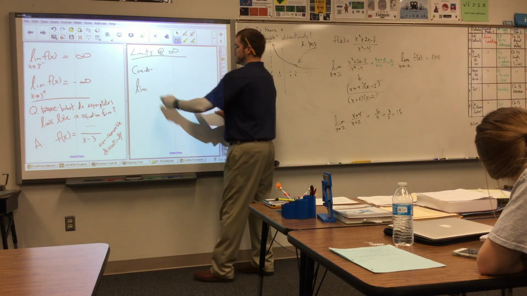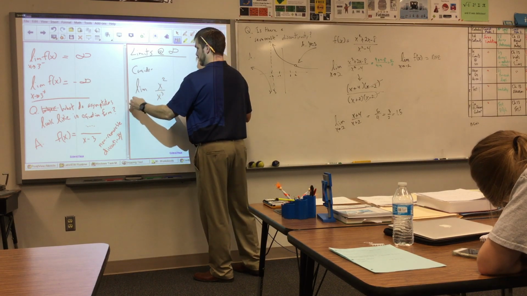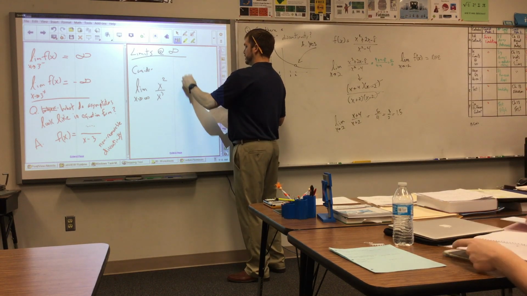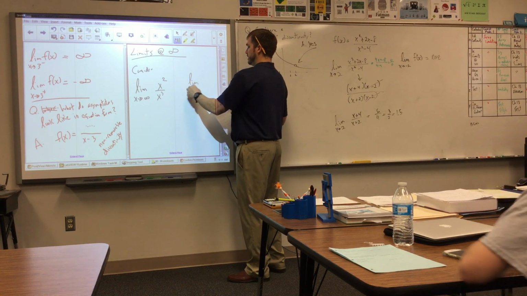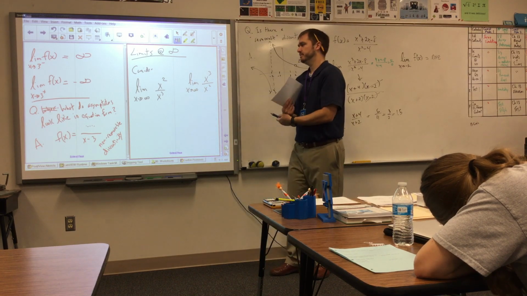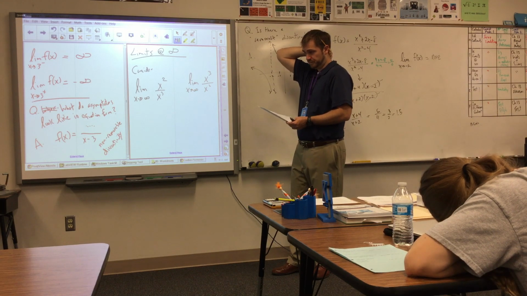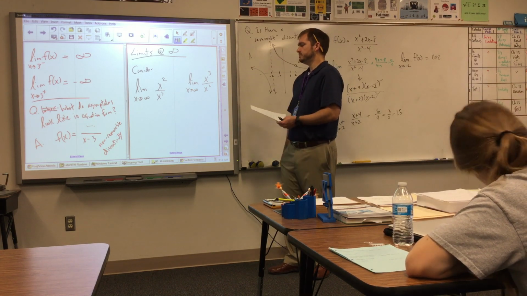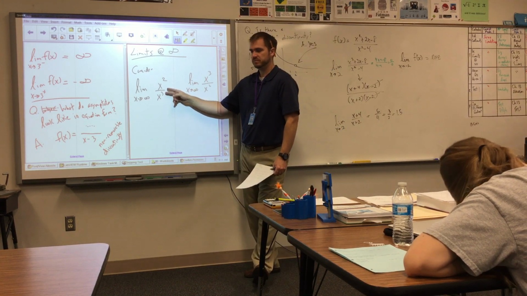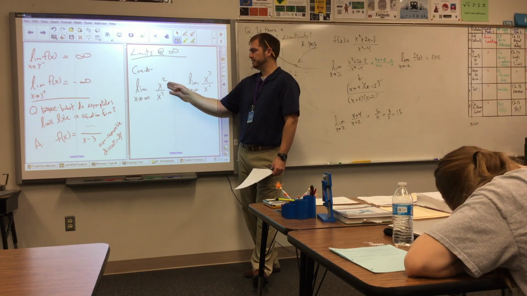Okay? So consider x squared over x cubed as x approaches positive infinity. And also consider the limit as x approaches infinity of x cubed over x squared. So James, which one of these is going to grow faster? The x squared or the x cubed? X cubed. The x cubed, okay?